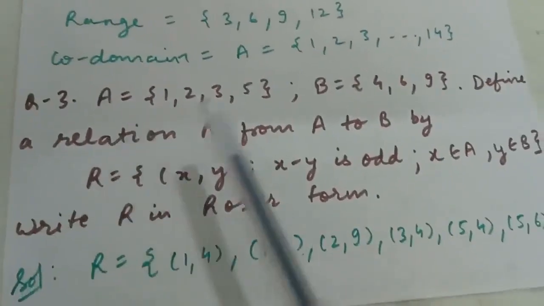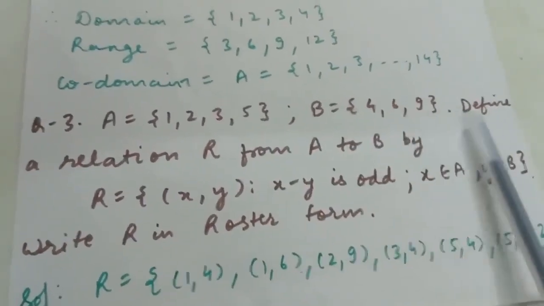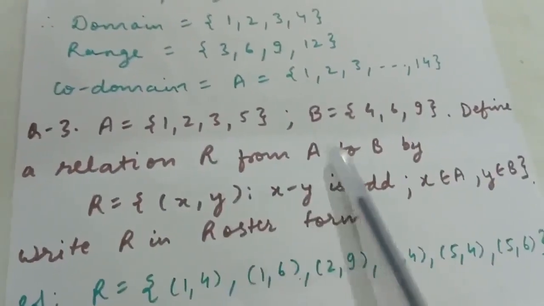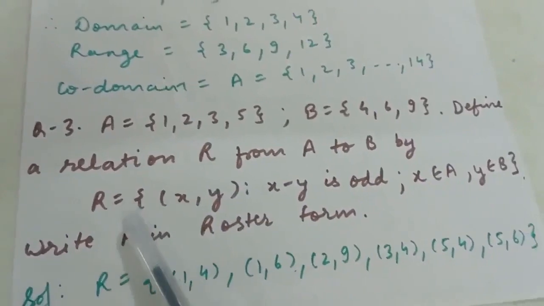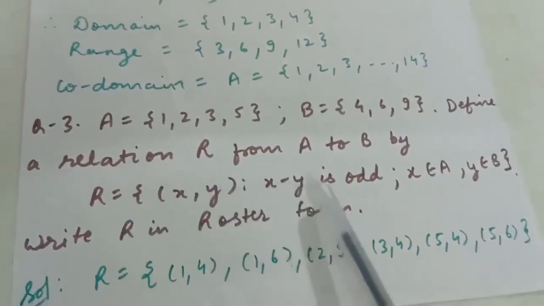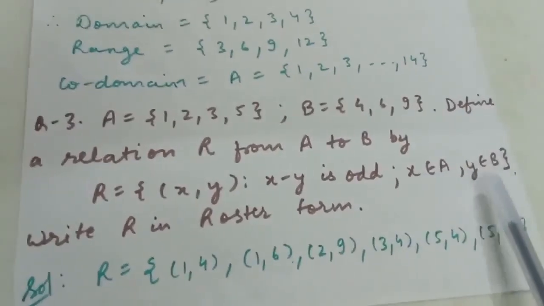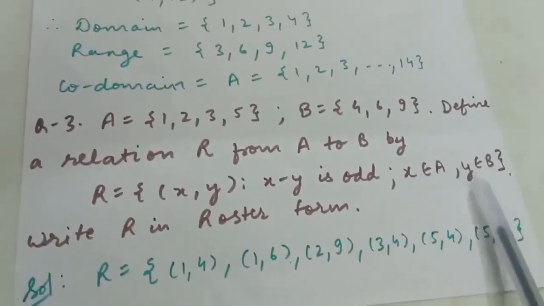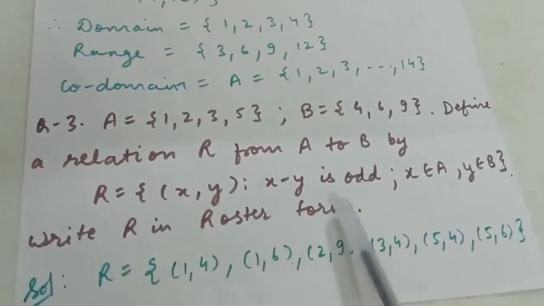Question number 3. Set A is {1, 2, 3, 5}. Set B is {4, 6, 9}. Define a relation R from A to B by, now we have to find this relation R, (x, y) such that x minus y is odd, x belongs to A, y belongs to B. x belongs to A, y belongs to B, and their difference should be odd. Write R in roster form.